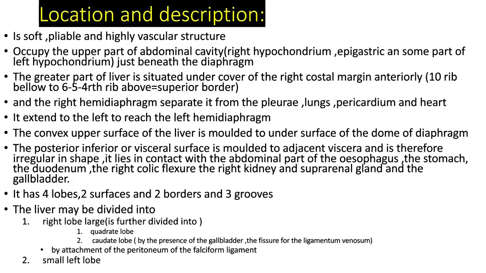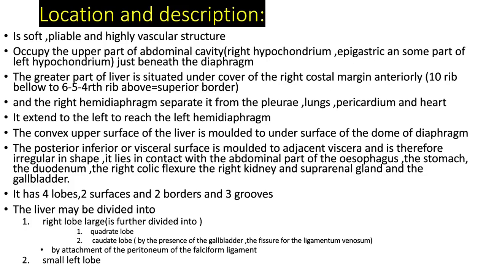It extends to the left to reach the left hemidiaphragm. The convex upper surface of the liver is molded to the undersurface of the dome of the diaphragm. The posterior, inferior, or visceral surface is molded to adjacent viscera and is therefore irregular in shape. It lies in contact with the abdominal part of the esophagus, the stomach, the duodenum, the right colic flexure, the right kidney, suprarenal gland, and the gallbladder. It has four lobes, two surfaces, two borders, and three grooves.